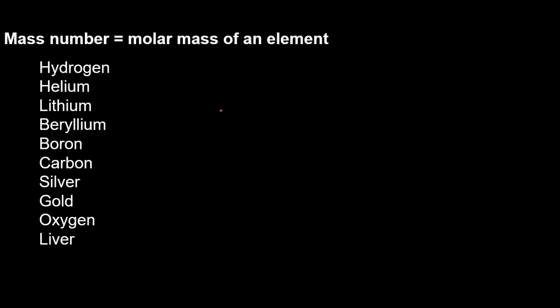As you see there, the mass number is equal to the molar mass of an element. If you look on your table of elements, the mass of hydrogen is 1.01. So that's the molar mass of hydrogen. So 1 mole of hydrogen is equal to 1.01 grams. Then for helium, that's 4.00 grams per mole. So again, just look at the mass number. The mass number will tell you the molar mass of that element.